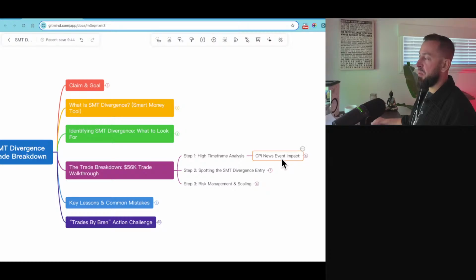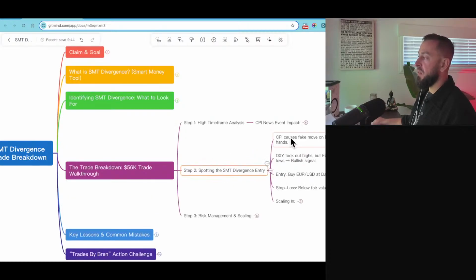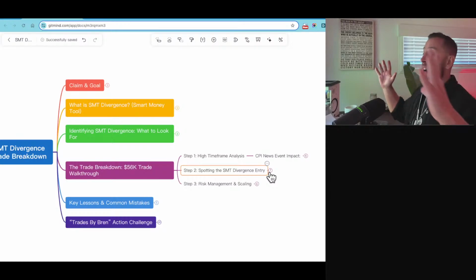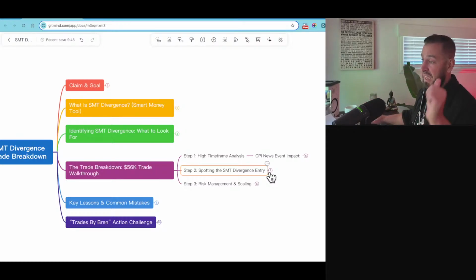For him, there was the CPI news event impact. When it came to spotting the divergence, here were all the steps that happened. As you could see, he broke those down, including scaling in. Now notice he's exercising discipline and patience by not being overly confident and going all in right away. That's called scaling in. Excellent. And the third one is risk management, right?